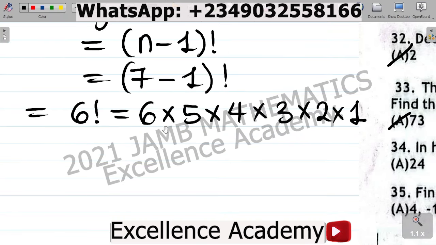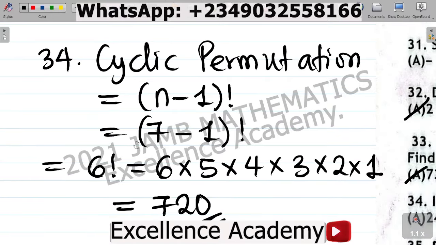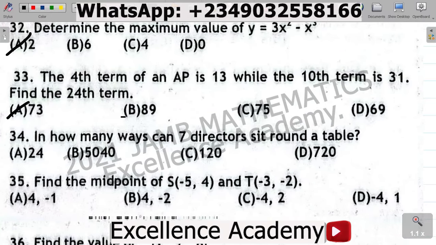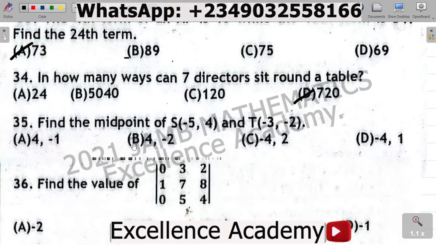All right. So it keeps going down until 1. And if you get your calculator and punch 6 times 5 times 4 times 3 times 2 times 1, your answer is 720. That's your answer. So let's see which option there is 720. All right, so the answer is D, 720, option D. Next up, question number 35. 35 says, find the midpoint of S with coordinates (-5, 4) and T with coordinates (-3, -2).